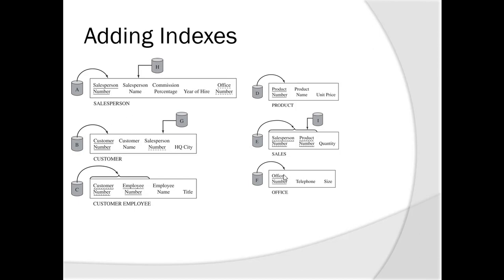Primary keys, they're all automatically indexed. Oh, here's a foreign key, product name. So we're going to index that one. Here's a foreign key. Going to index that one. And this is a composite entity. So we're going to index this as a group.